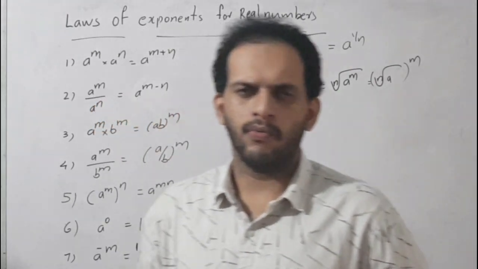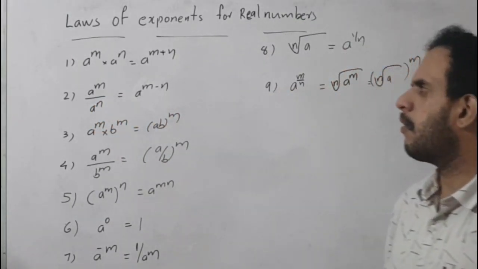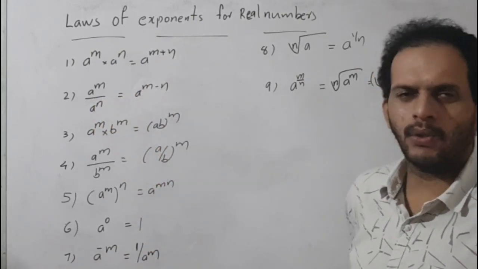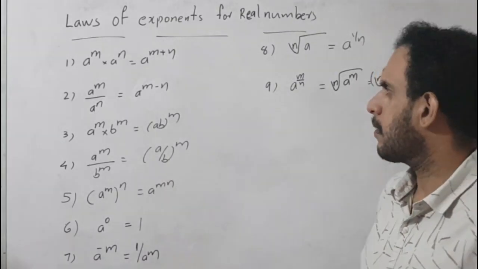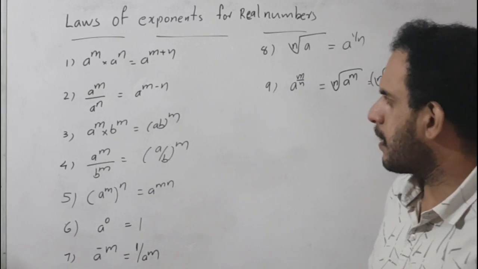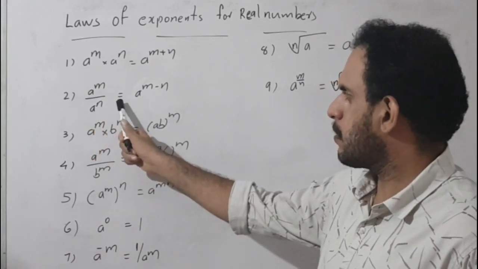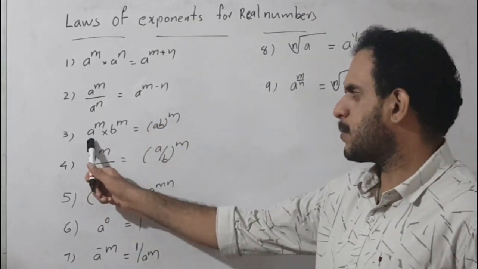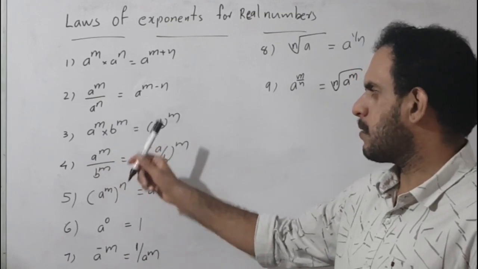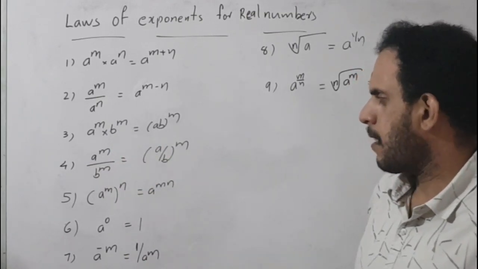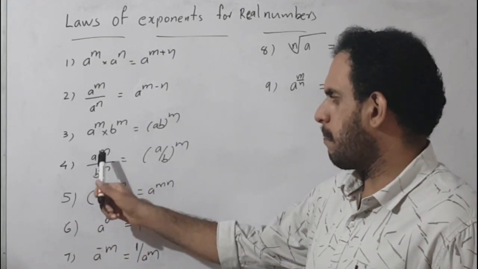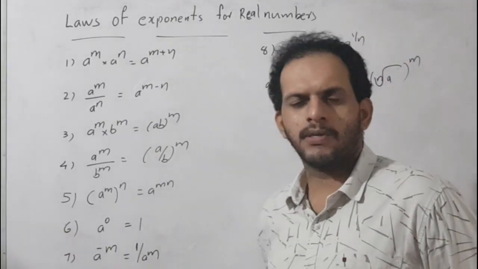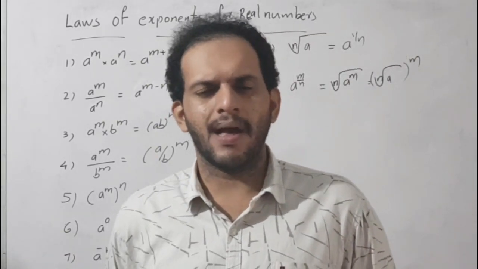So what is the first law? We already learned it. The first law of exponents is a^m into a^n is equal to a^(m+n). The second law is a^m by a^n is equal to a^(m-n). Third law, a^m into b^m is equal to (ab)^m. And the fourth one, a^m by b^m is equal to (a/b)^m. The first four laws are based on multiplication and division.